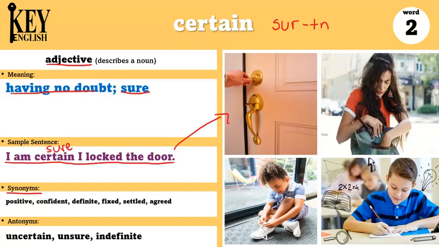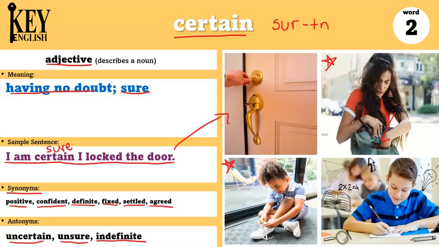Some synonyms of this word are positive, confident, definite, fixed, settled, and agreed. Antonyms are uncertain, unsure, and indefinite. You can use this word whenever you think that something is true or something is correct. For example, looking at this picture, this girl is looking for something in her bag and maybe she can't find it, but she can say, I'm certain I put my phone in my bag before I left. She's sure that she put it in there, so she will keep searching until she finds it because she is certain, she is sure.